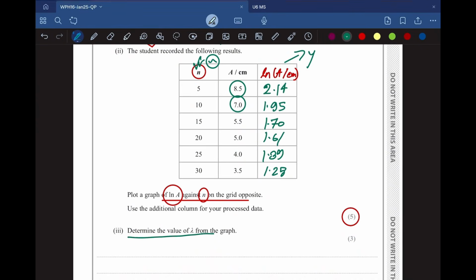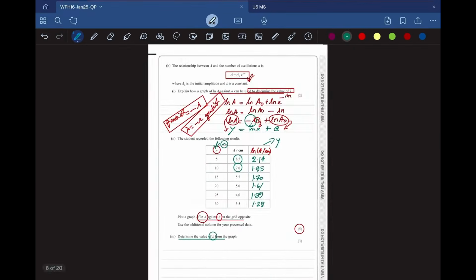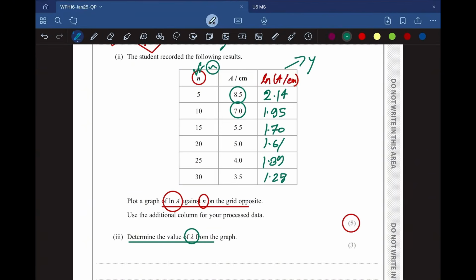Determine the value of lambda from the graph. This is something that we will do after drawing the graph, because lambda is the gradient. Right, now let's draw the graph. Now in terms of drawing the graph, make sure your scaling is perfect. Your scaling should be in increments of 1, 2 and 5. This is something that I've explained in that video as well.